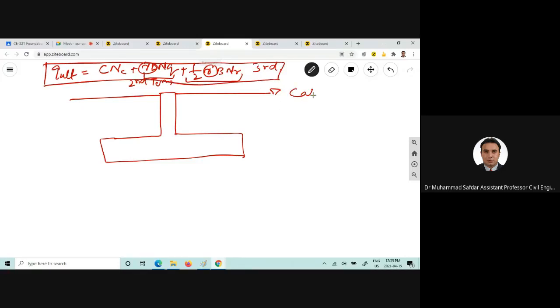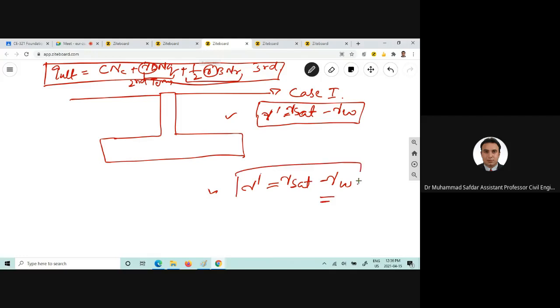So if the water table is here in case 1, the second term and the third term are both affected, and affected means that you are going to use gamma saturated minus gamma of water. So you will use gamma prime equal to gamma saturated minus gamma of water, because both terms of this bearing capacity equation are affected by the location of the water table.